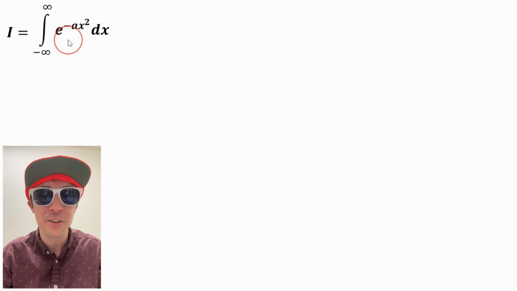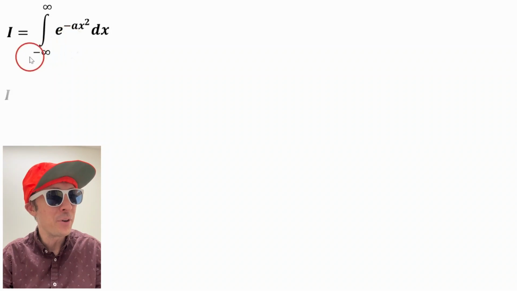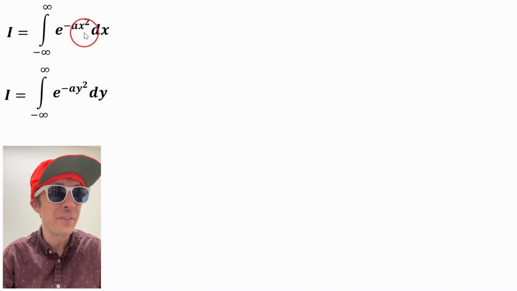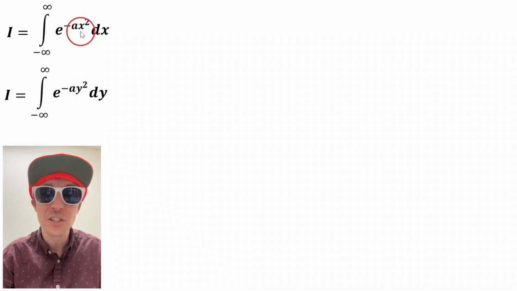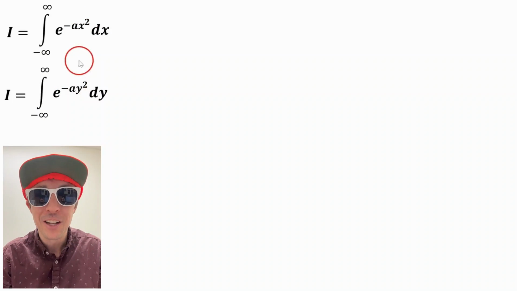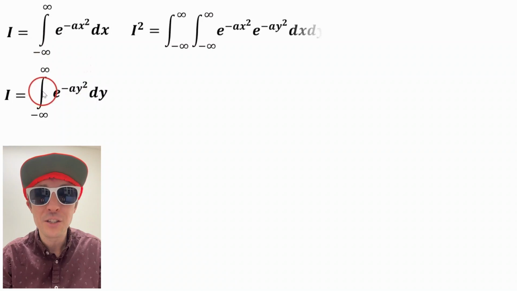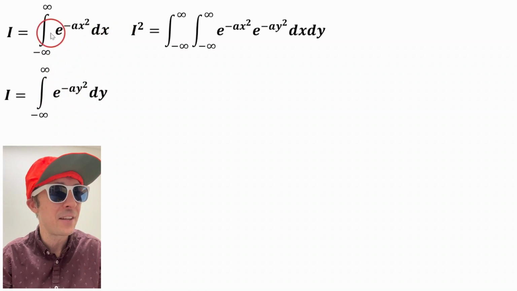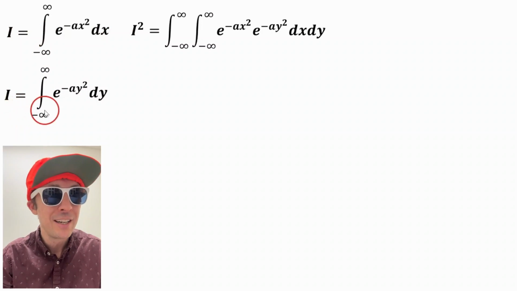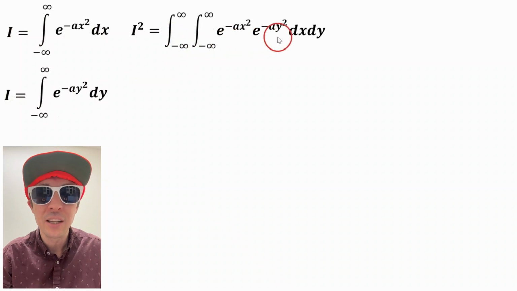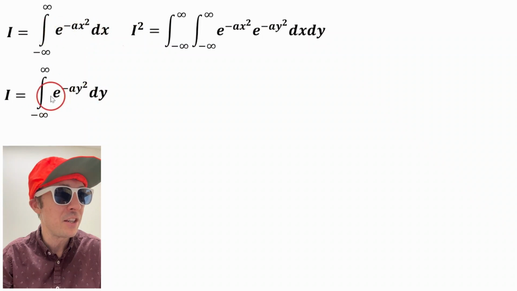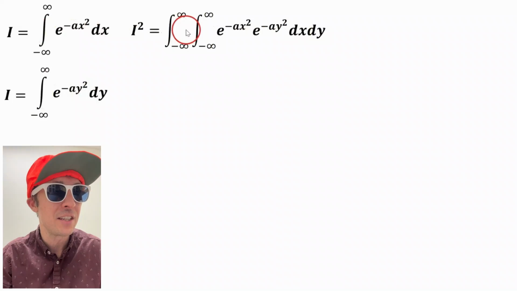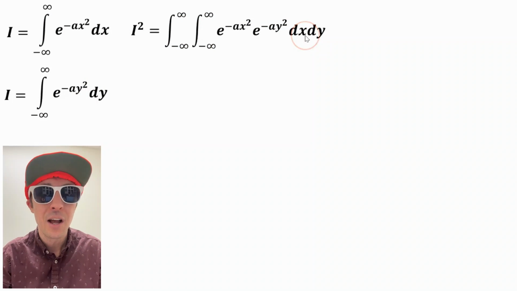We're going to set our integral equal to I, and then we're going to rewrite the integral in terms of y rather than x. That doesn't change anything. It's the same integral. Now we're going to multiply these two equations together. So the left-hand side becomes I squared. And the right-hand side, with a little bit of rearrangement, multiplying these two integrals together gives us this right here.